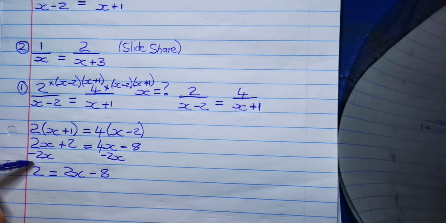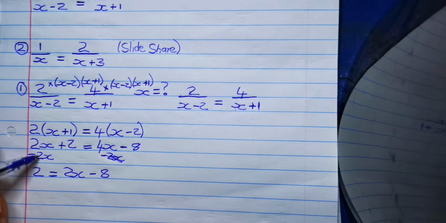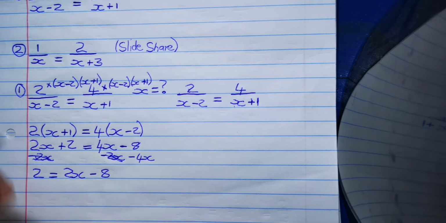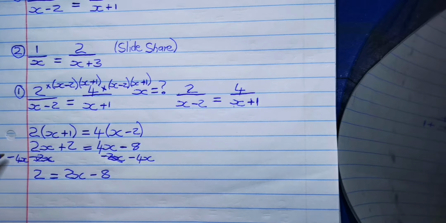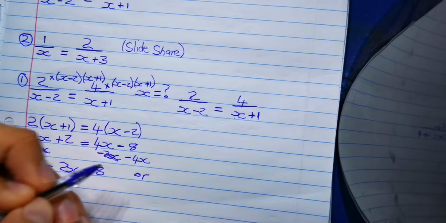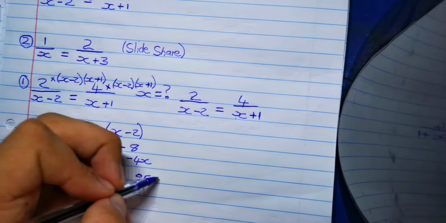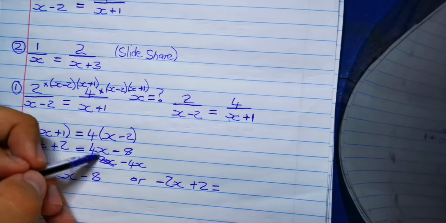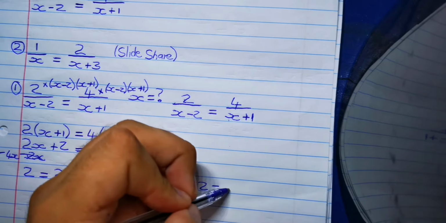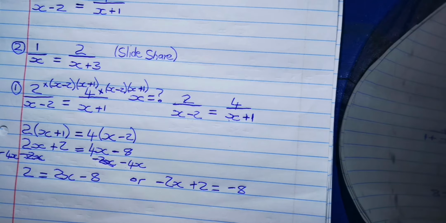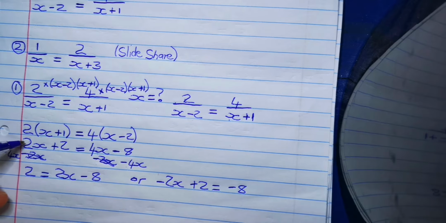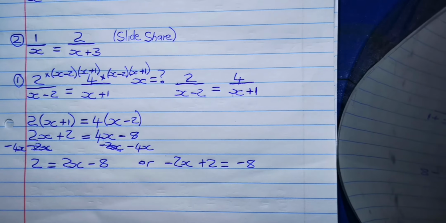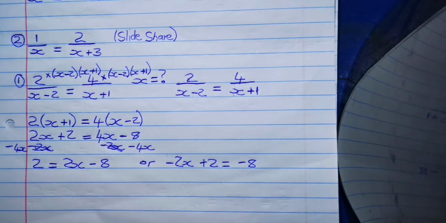Now remember, you don't have to just take the 2x, what you also can do is get rid of the 4x. So to get rid of the 4x we say minus 4x, but we also have to do it on the left, minus 4x. So 2x minus 4x is minus 2x, plus 2 is equal to, and then 4x minus 4x is just 0, and we're left with minus 8. But because we don't want to actually deal with the minus, I decided to take the 2x and not the 4x. I'll show you both, but I prefer this one so I don't have to deal with the minus.